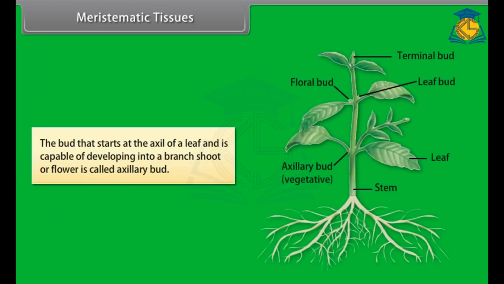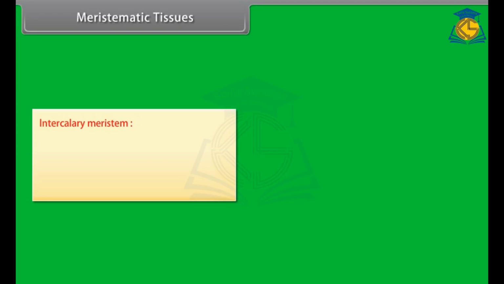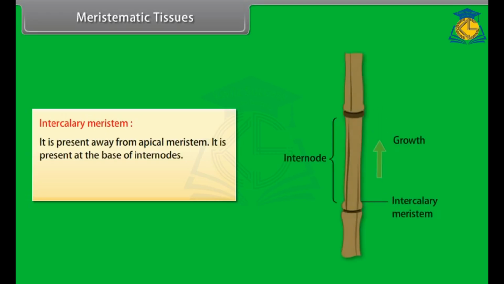The bud that starts at the axil of a leaf and is capable of developing into a branch, shoot, or flower is called axillary bud. Intercalary meristem is present away from the apical meristem. It is present at the base of internodes, for example, in grasses and wheat, or at the base of the leaf.